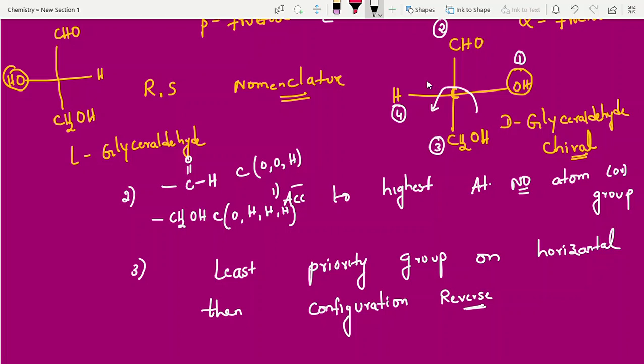So rotation is like this, and the third one here, 1, 2, 3, and the least priority group is in the fourth position, that is horizontal. That's why we actually expected S, but it is R. If you go for this one, you will get S here. First priority group is this one, second priority group is this one, and this is the third priority group. If you go with rotation like this, it is R, but the least priority group is horizontal, so it is S.